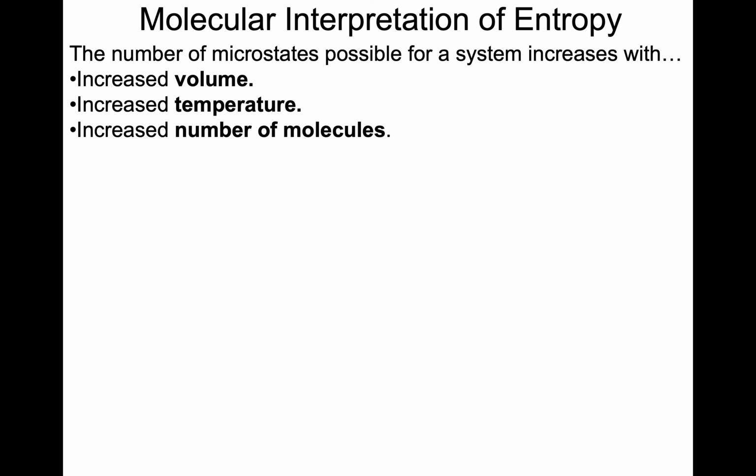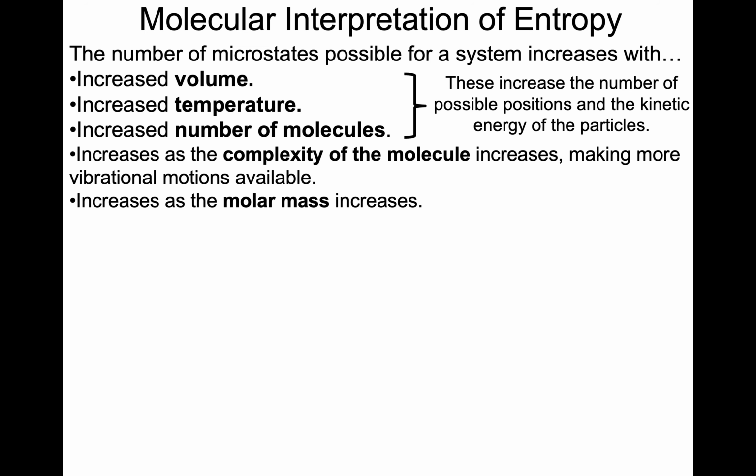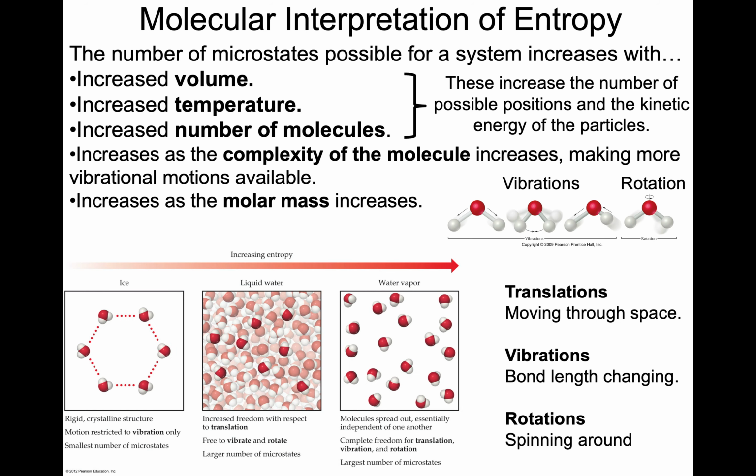So if we're looking at this at the particle level, I'd say that the number of microstates that are possible increase if the volume goes up, the temperature goes up, or if we have more particles there. These are all leading to a greater option to have our matter, our energy dispersed. If the complexity of the molecule increases, this would also give it more ways to use the motion. And we're also going to find that the molar mass is another factor: a higher molar mass, higher entropy.